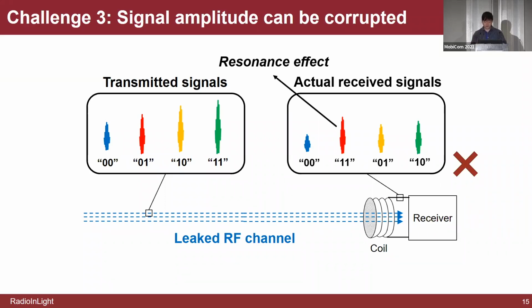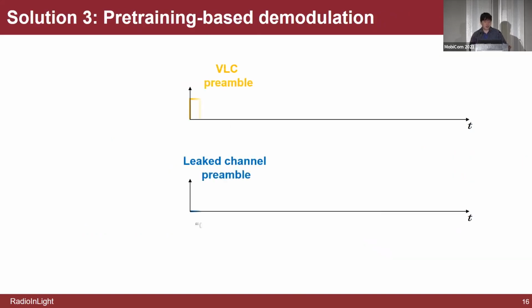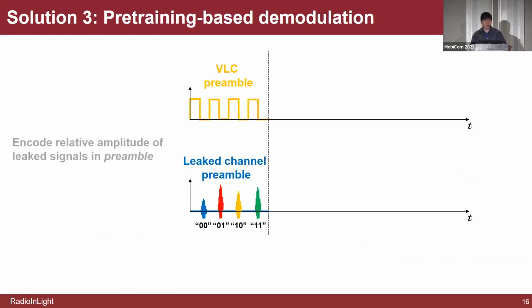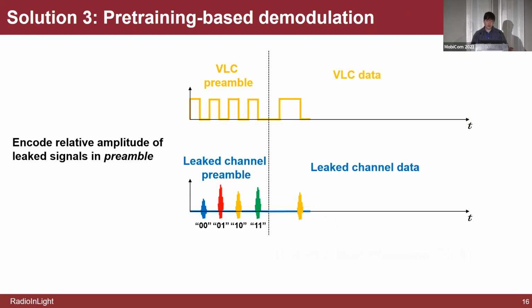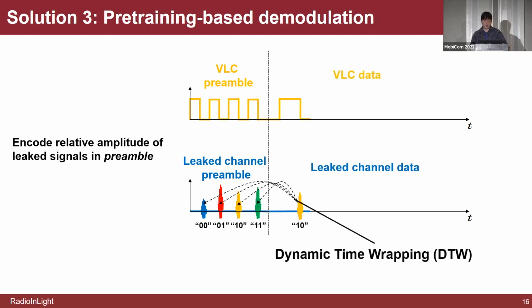This is wrong. So to address the mismatched amplitude issue, we propose to encode the relative amplitude of leaked signals in the preamble part. Then, when the receiver receives signals in the data chunk, it will compare the signals in the data chunk with the signals in the preamble part, and we use dynamic time warping to further increase accuracy. Once after the dynamic time warping, it will show us it belongs to the 0, 1 signals. And then we will complete the same procedure until we decode all the signals correctly.